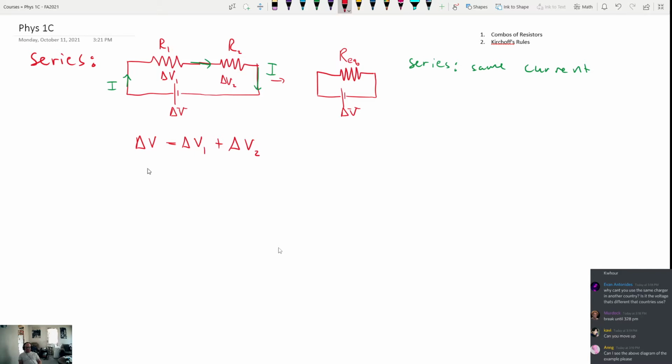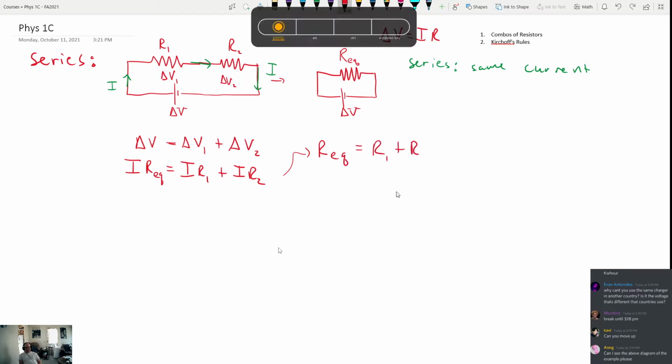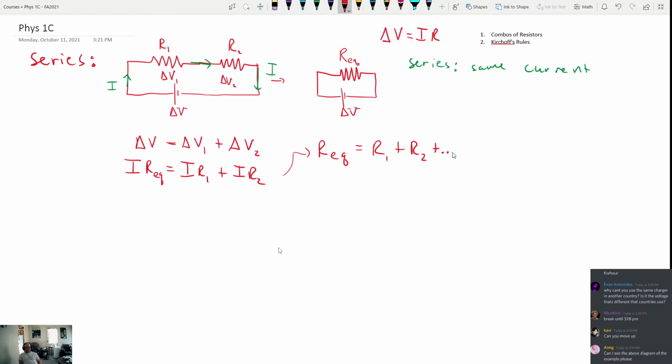We can then use Ohm's law to rewrite delta V for this circuit right here to be I times the equivalent resistance. Delta V1 we can write as I times R1, and delta V2 we can write as I times R2. Hopefully you haven't forgotten that delta V is equal to I times R. That's what we're using right here. We can cancel out all of our I's to get finally that the equivalent resistance is simply found by taking the sum of the individual resistances. Quite easy to do. No matter how many we have, we just add them up when they're in series. That gives us the equivalent resistance.